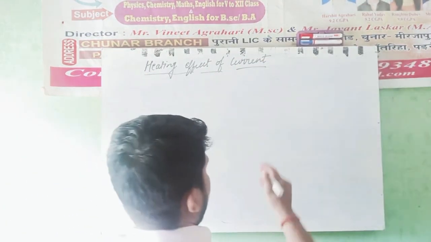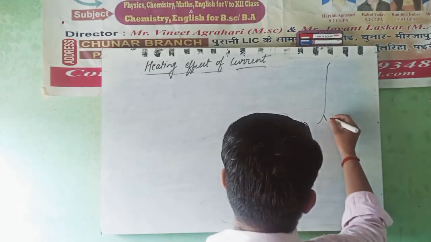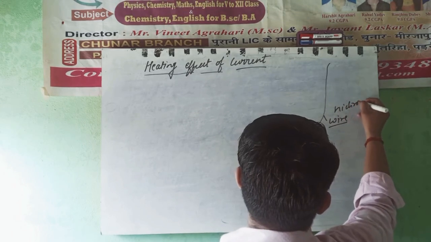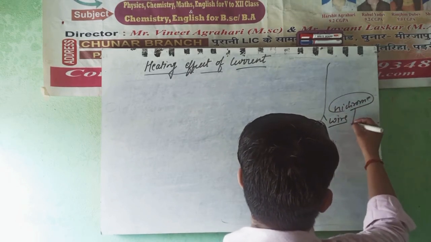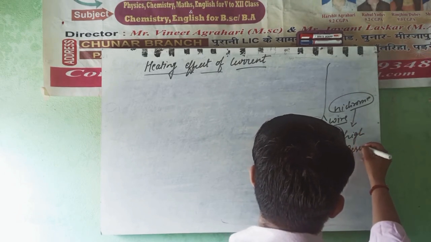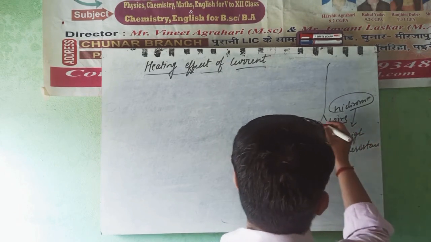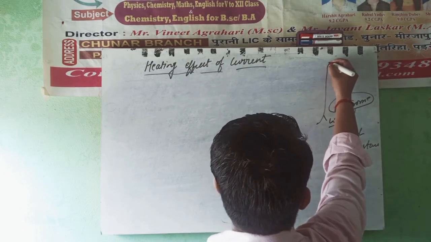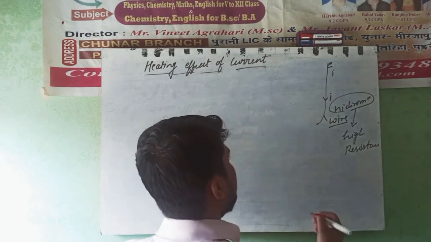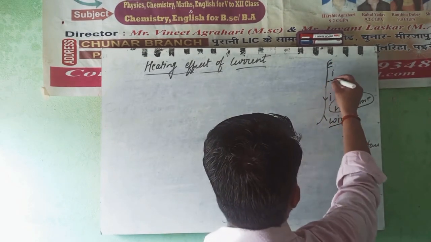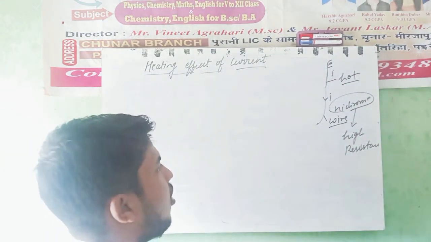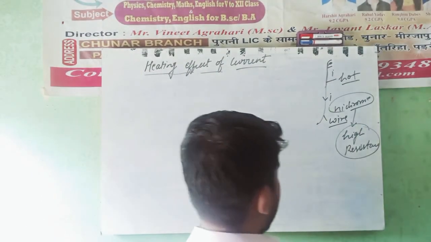Let us take an example. We have taken a wire. This is nichrome wire. Okay, nichrome wire has high resistance. From this wire we apply current I. Then after some time this wire gets very hot. This wire gets very hot because of high resistance.